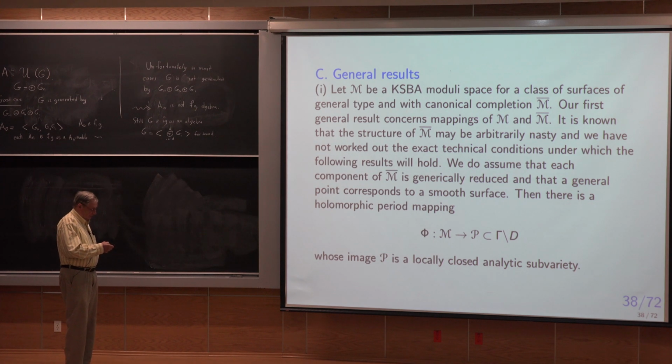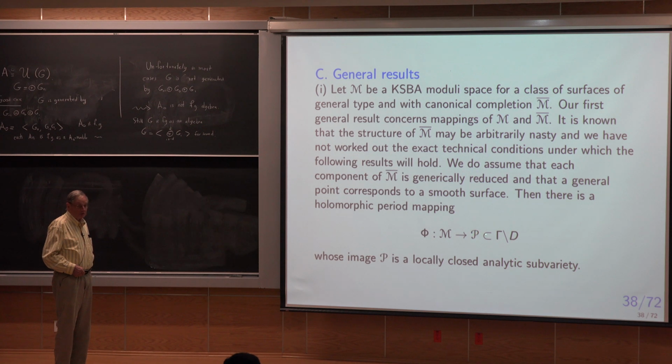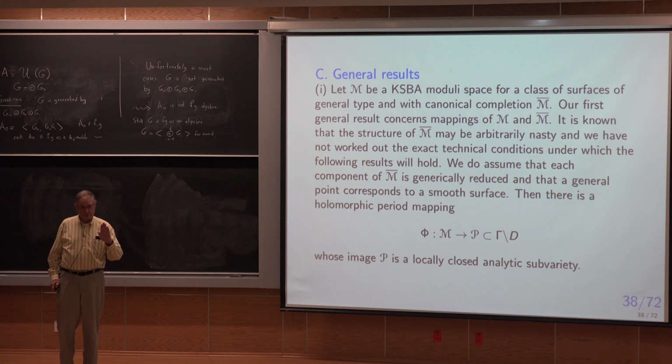So the general result, some of these have been mentioned before. You have a KSBA moduli space for a class of surfaces with its canonical completion. You have the period map associated to each smooth surface, its polarized Hodge structure. That sits in a quotient of the space of Hodge structures by the monodromy group, the global monodromy group.